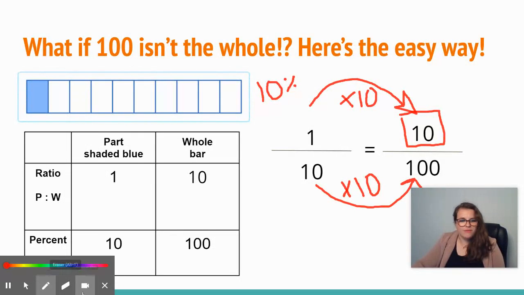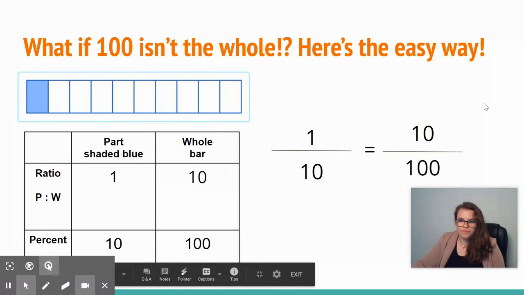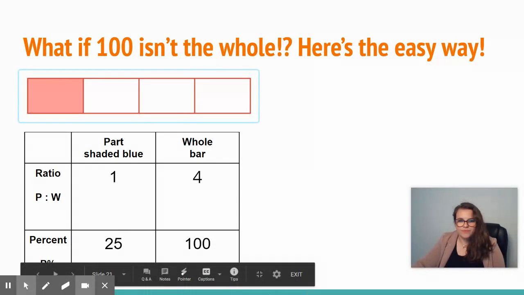How about we go and let you do an example? Go ahead and set this up how you would. Pause the video and then press start again when you've set it up correctly.